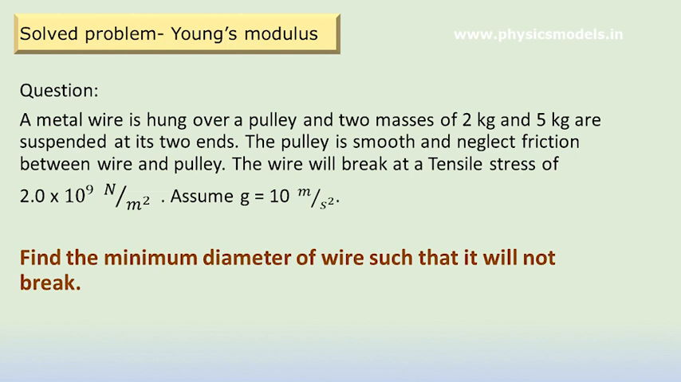In this video, I will explain how to tackle a solved problem involving a pulley and mass system and a tensile breaking stress. The wire which is slung over the pulley will certainly break if its diameter is not good enough. The tensile stress at breaking point is given. The masses that are being hung from the wire are given. We have to find out the minimum diameter of the wire to prevent breakage.